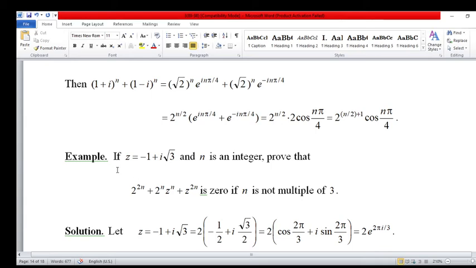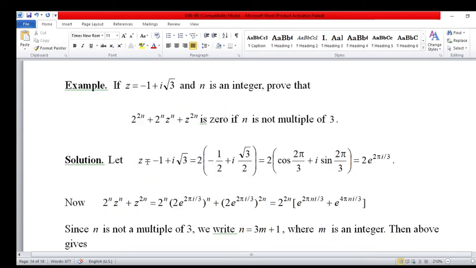Z is given, a complex number: minus 1 plus i under root 3, and n is an integer. Then prove that (2 raised to the power 2n) plus (2 raised to the power n) into z raised to the power n plus z raised to the power 2n is 0, meaning the value of this expression is equal to 0, where n is not a multiple of 3. This is again explained here. Z is the complex number.